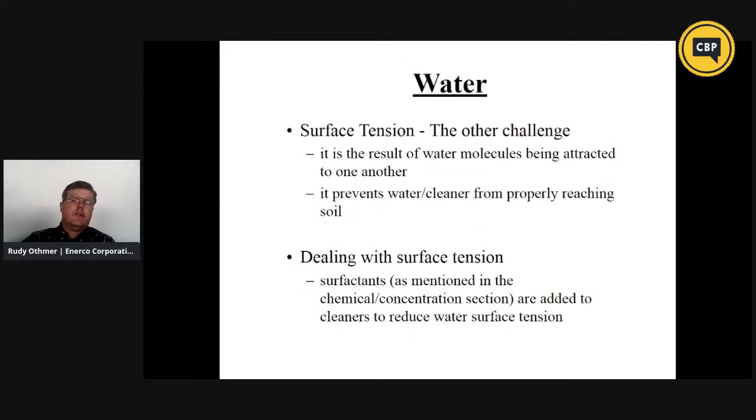Water also has a very high surface tension. And that's the attraction, the interaction between the individual water molecules. Unfortunately, the surface tension for us prevents, to a large extent, the water from, on a molecular level again, getting to the dirt that we're trying to have it remove. And so that's where our surfactants come in as part of our cleaning system.